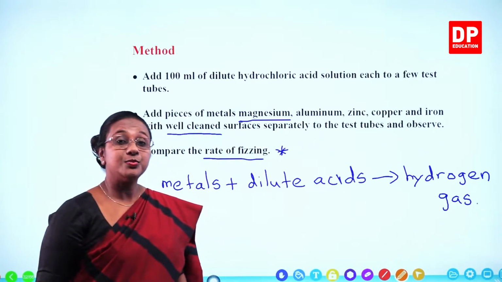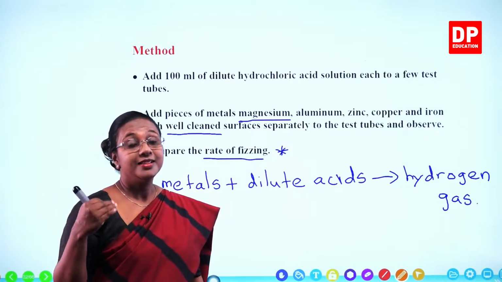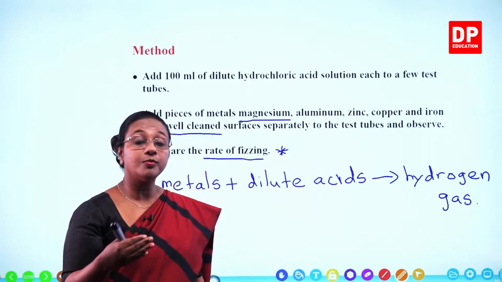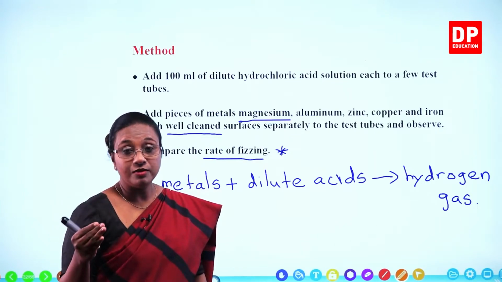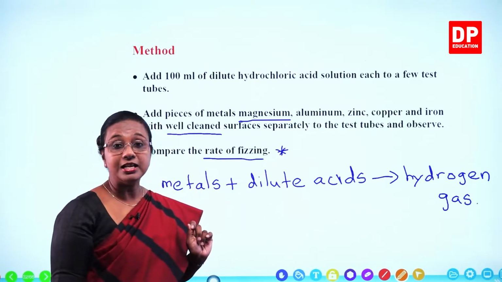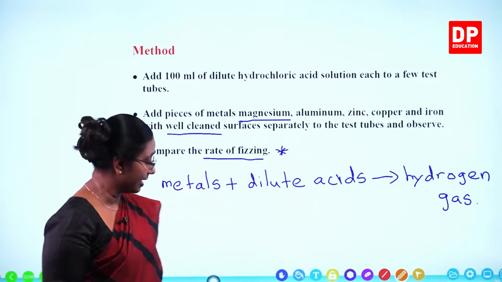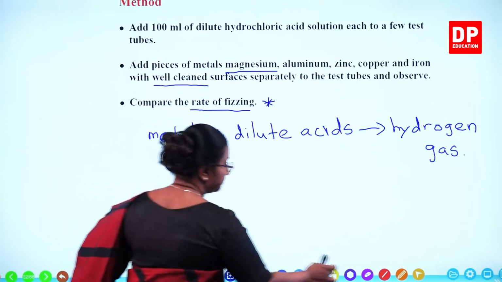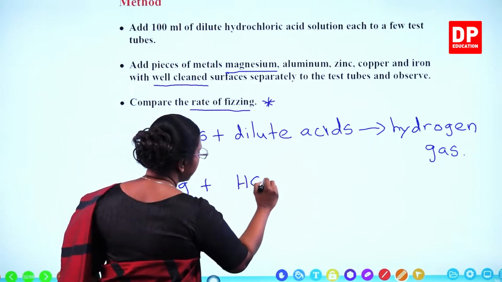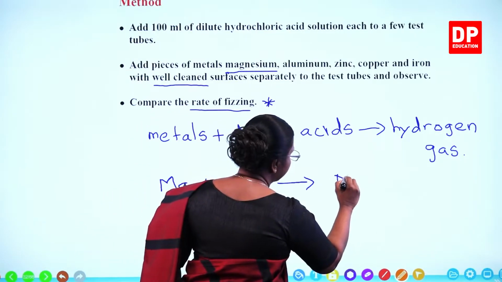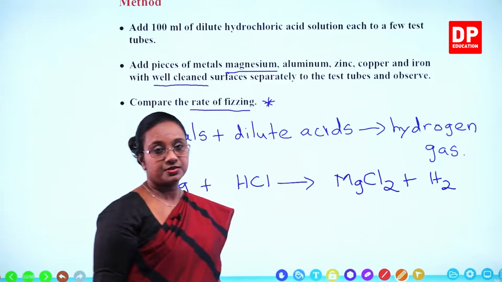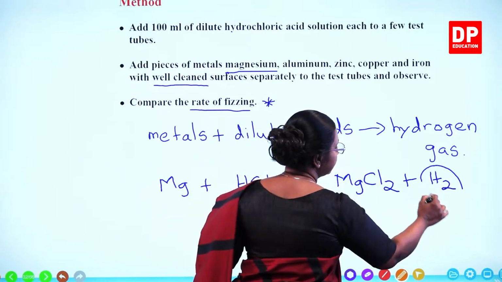You can remember this with reaction of water as well. There also I mentioned to you all, when metals react with either cold water, hot water or steam, they evolve or liberate hydrogen gas. The same way, metals with dilute acids, they evolve hydrogen gas. Just to look at an example, if magnesium reacts with hydrochloric acid, magnesium chloride and hydrogen gas are the products. So there hydrogen gas is liberated.